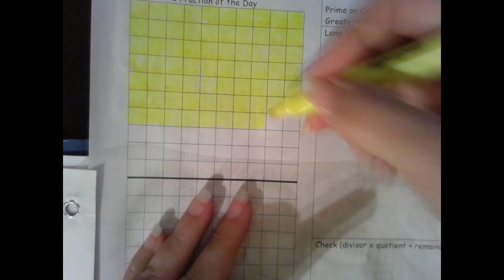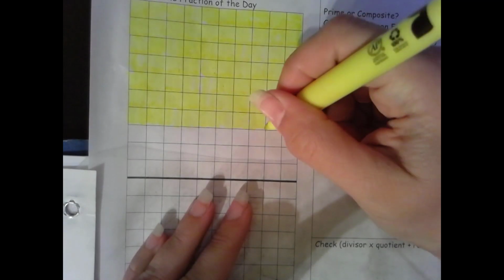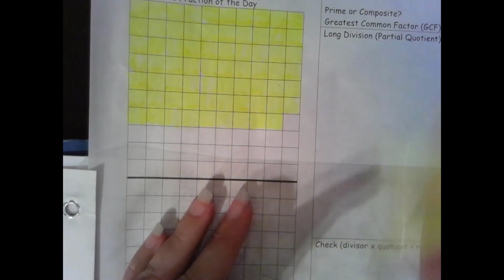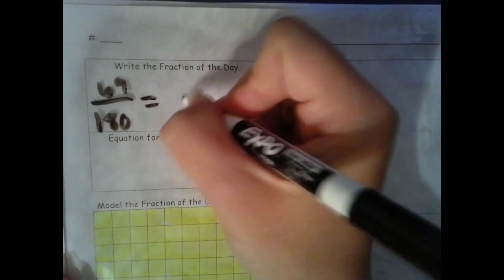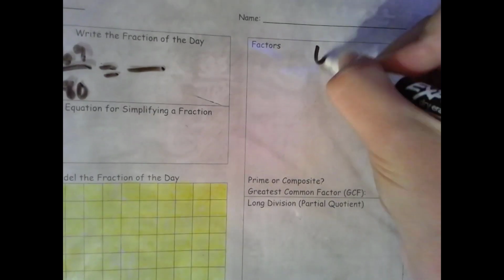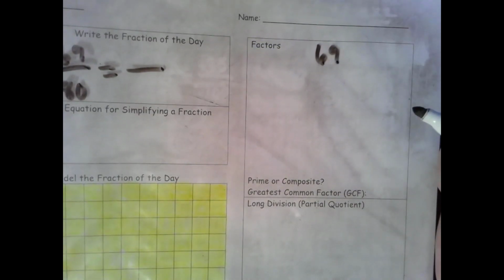Go ahead and get this filled in. Almost another row filled in. This year's going by. All right, let's get down our beginning fraction. We have a total of 180 school days. We're on day 69. Let's go ahead and find our factors of our numerator.